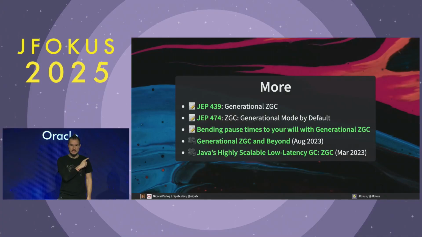ZGC is the one that just got its generational mode as a default now. And more content. The first JEP is the one that introduced generational ZGC, so you can take a look at that and how to activate it. JEP 474 is the one that made it the default in 24. Then more articles and blog posts, and videos about that.